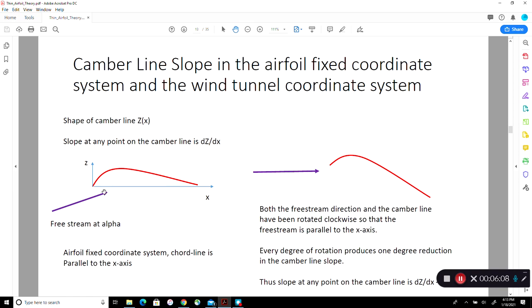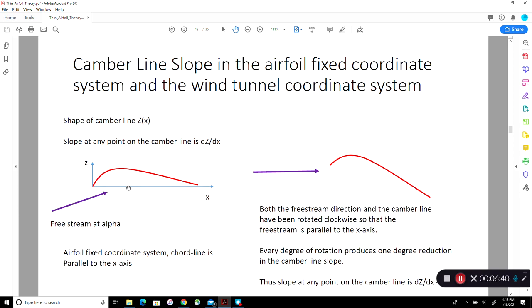So this is the picture. This is my chord line from left to right. This is my camber line, the red line. This is the angle of attack. If you use this coordinate system, by the way, X is from the leading edge to the trailing edge, Z is perpendicular to it, and Y is going into the plane of the paper. So if you use a right-hand coordinate system, the clockwise vortex is positive, nose up moment is positive. Anything that's clockwise is positive.